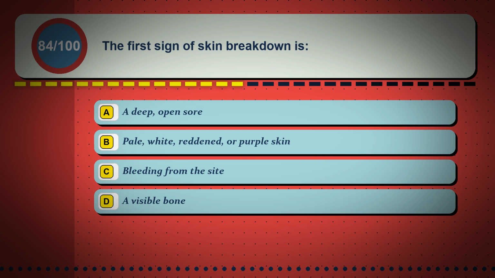Question 84. The first sign of skin breakdown is: Option A, a deep, open sore. Option B, pale, white, reddened, or purple skin. Option C, a bleeding from the site. Option D, a visible bone.